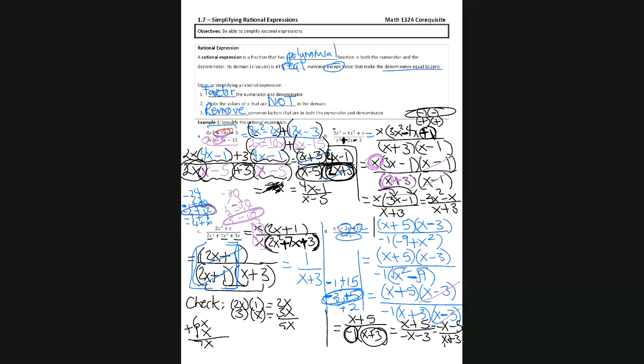And that is the end for that problem. We have 2 more problems on the next page. And for this first one, we're actually going to factor out a GCF first, the greatest common factor. That's going to be the number 4.